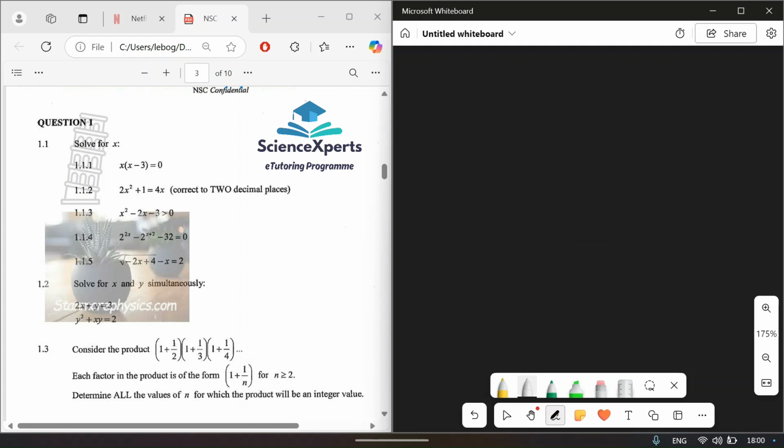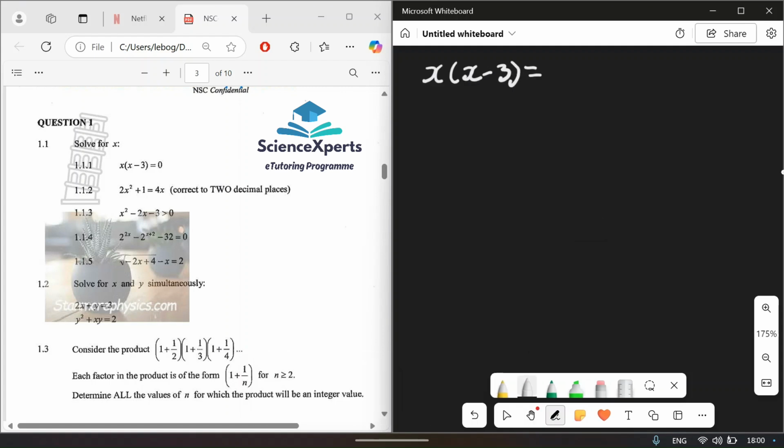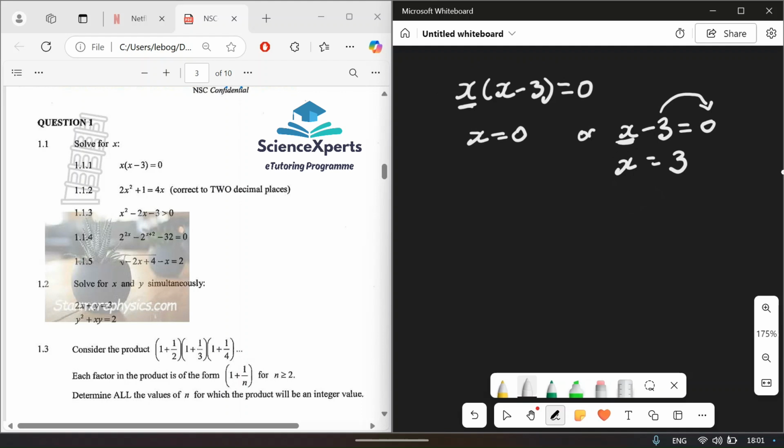It says solve for x if x into x minus 3 is equal to 0. This one is quite easy. You first take x, you equate it to 0. That's one of your solutions. Or x minus 3, you also equate it to 0. The question said solve for x, not x minus 3. So we need to make x the subject of the formula here by transposing that 3. So x will be equal to 3. So x is 0 or x is equal to 3.